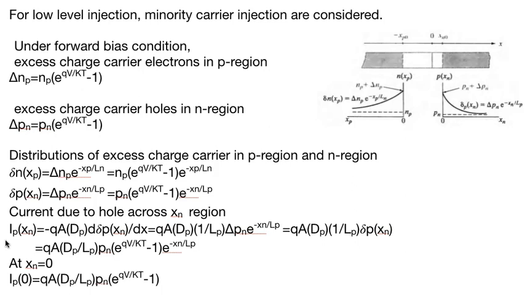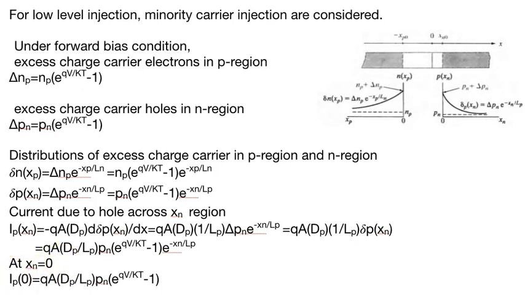Distribution of excess charge carriers in the P region and N region. The current due to the excess holes across the XN region is IP(XN) equals minus QA Dp dP/dXN. Differentiation of the whole distribution function gives QA Dp over Lp times Pn e to the power QV/KT, where V is the forward bias voltage, minus 1, times e to the power minus XN/Lp. This will give me the hole current due to XN.